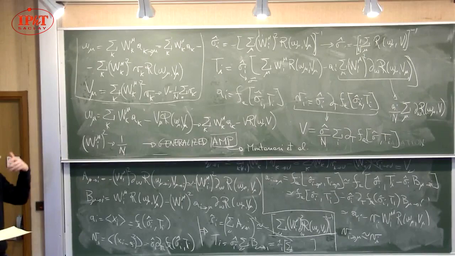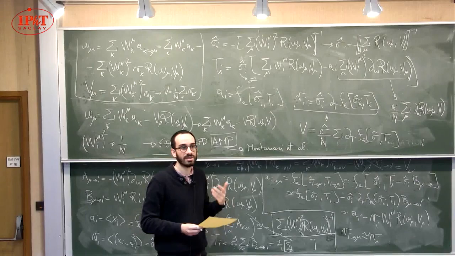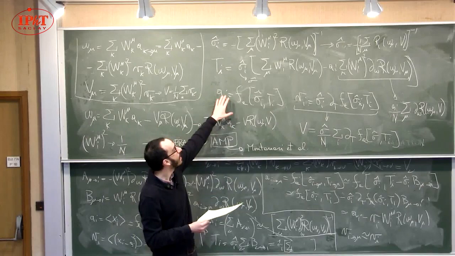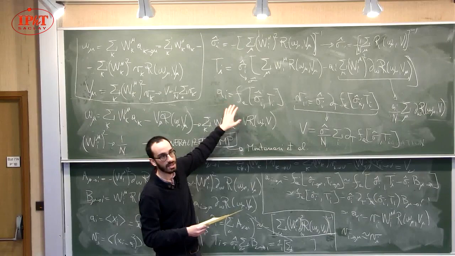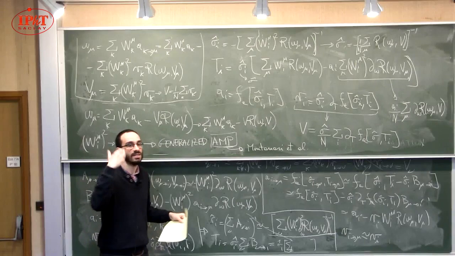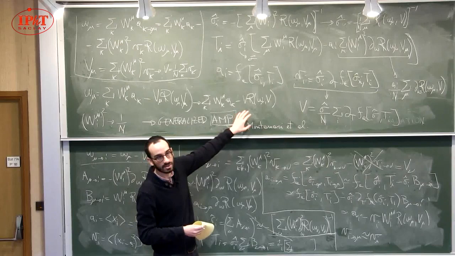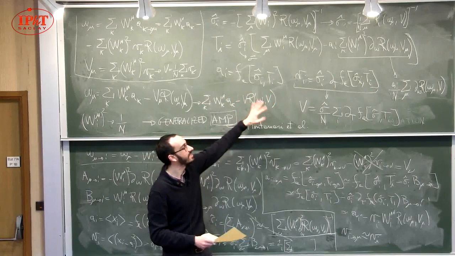So the nice thing about AMP is that it's more than the Thouless-Anderson-Palmer equations, because in the Thouless-Anderson-Palmer equations you have just fixed point equations. Here you have fixed point equations, but the way in which we have derived them has an algorithmic value, in the sense that, for example, you can tell how you have to do the iteration, so where you have to put the time indices in the iteration. I will not enter into these details, but that's why it is powerful. Because if you don't put the right time indices and you try to iterate these equations, it's not sure that they converge where they should converge.